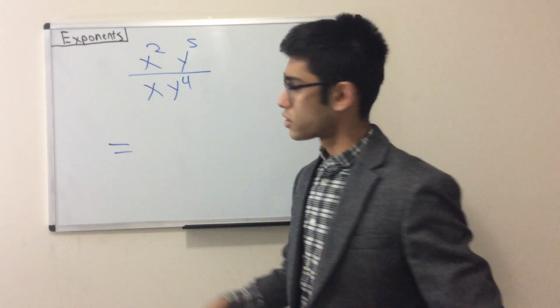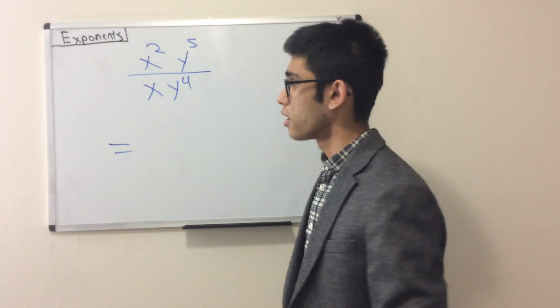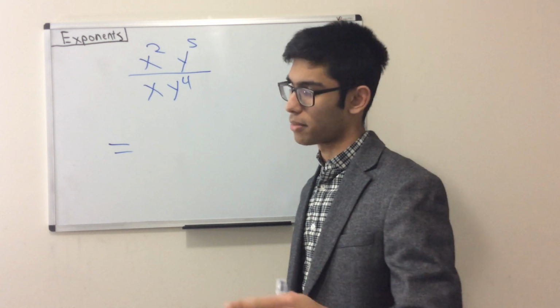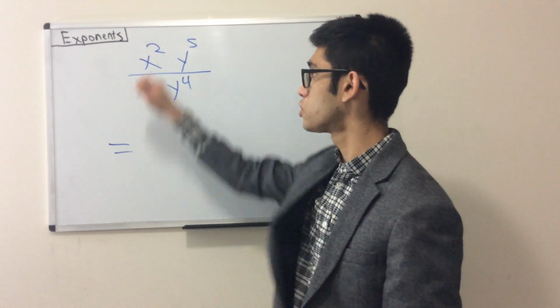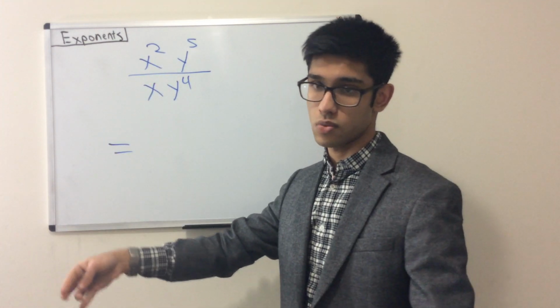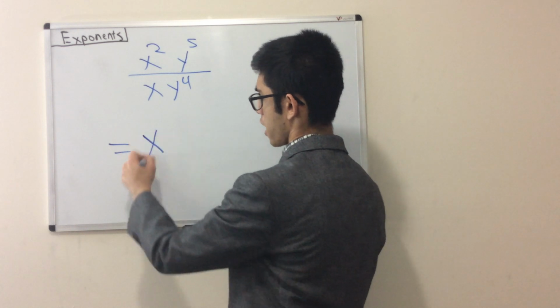So we just don't see it. So whenever we're dividing exponents, remember, we subtract the exponents. Or whenever we're dividing two of the same bases, we subtract the exponent. So what's 2 minus 1? Well, 2 minus 1 is 1. So x remains the same.